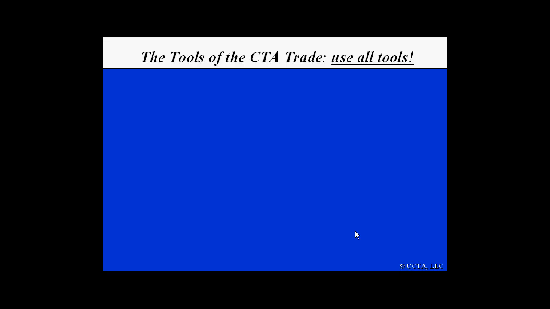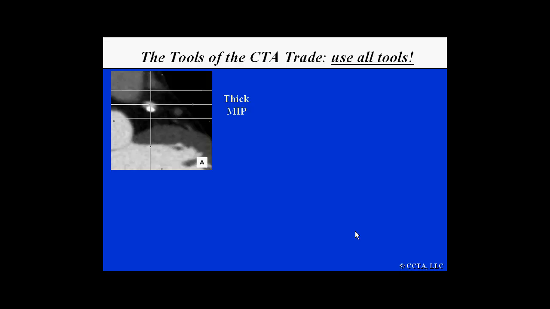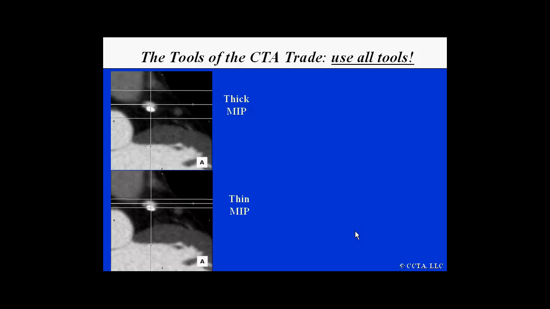The tools of the trade require that you use a variety of techniques. Here's an example of a thick maximum intensity projection. It has a particular thickness defined by those lines above and below the vessel. There also is a thin MIP, which allows one to thin down the difference between these two areas. So there's a difference between a 10mm and perhaps a 3mm MIP.